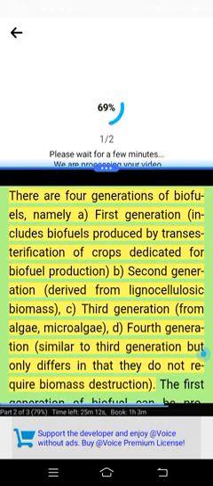There are 4 generations of biofuels. A. First generation includes biofuels produced by transesterification of crops dedicated for biofuel production. B. Second generation derived from lignocellulosic biomass. C. Third generation from algae, microalgae. D. Fourth generation similar to third generation but only differs in that they do not require biomass destruction.